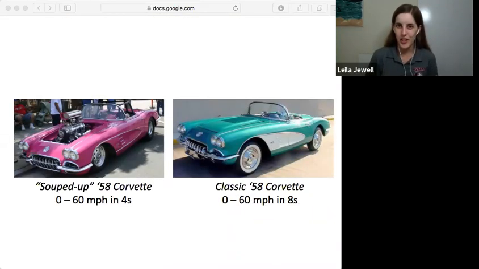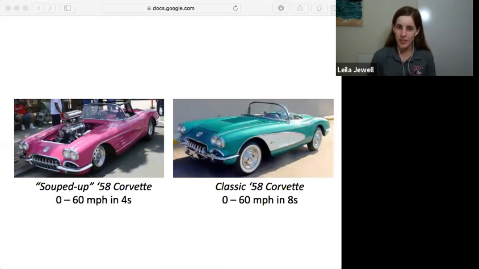Our last section in chapter 7, I want to take a moment to consider these two classic Corvettes. Those are some nice cars. Now there's a difference between them. One of them is souped up, and so it goes from 0 to 60 miles per hour in 4 seconds, versus the classic 58 Corvette goes 0 to 60 in 8 seconds.